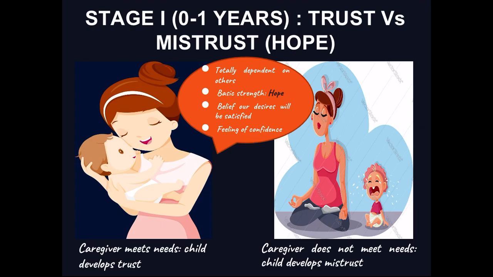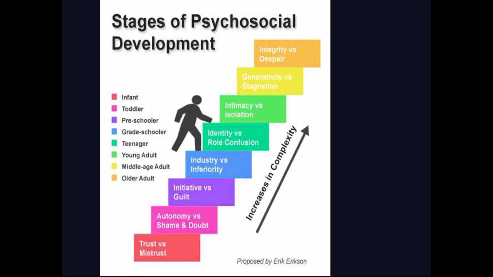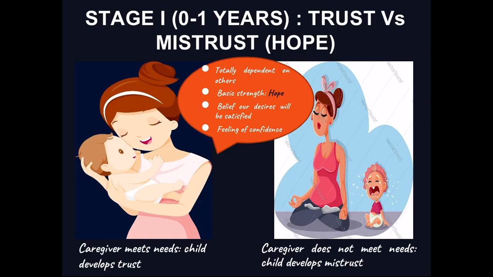Now the first stage is trust versus mistrust. The age is 0 to 1 years and the basic strength is hope. So what we need to remember in Erik Erikson's theory basically is all the 8 stages, then the names of the stages, then the crises or the basic strength of that age, and how the person emerges through that stage, and the dental implication of that stage.